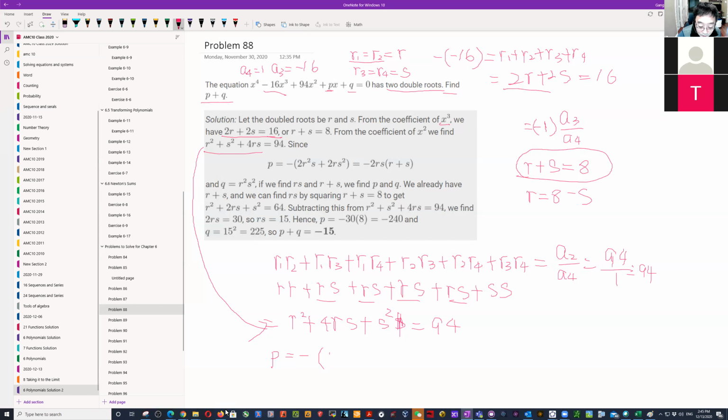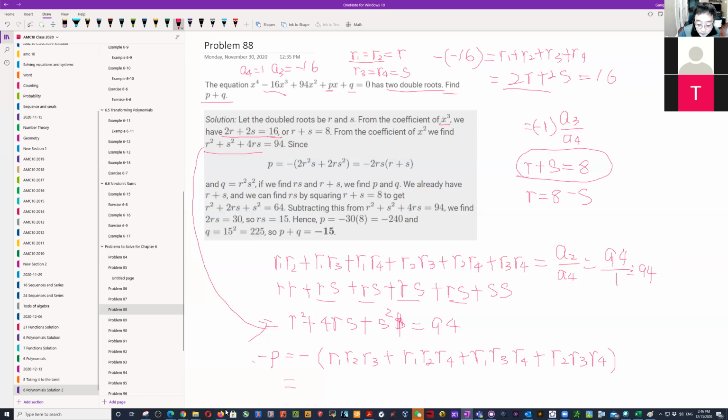The symmetric sum of the roots. So basically it's R1 R2 R3 plus R1 R2 R4 plus R1 R3 R4 plus R2 R3 R4. And this symmetric sum is equal to A2.